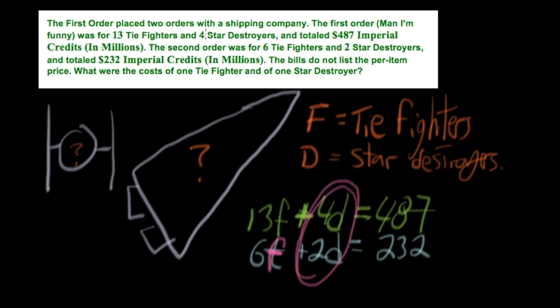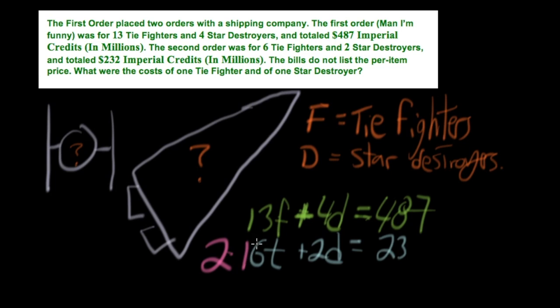So let's go and change our blue equation. I'm going to double everything. I'm going to multiply this entire thing by 2. So this would become 12F, this would become 4D, and of course, I had to double this, that would become 40. This is up to 232. If I double 232, it becomes 464.